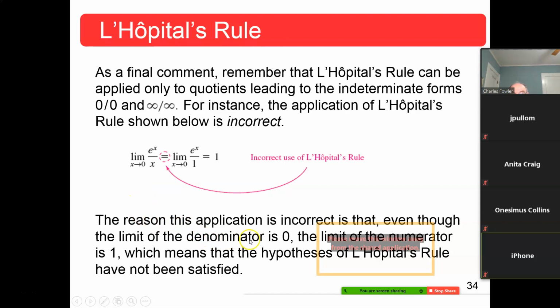The reason this application is incorrect is that even though the limit of the denominator is 0, the limit of the numerator is not 0. It's 1. And therefore the hypothesis of L'Hopital's rule is not satisfied. You can't apply a rule that doesn't meet the requirements. So don't even try. All right. Any questions on that?